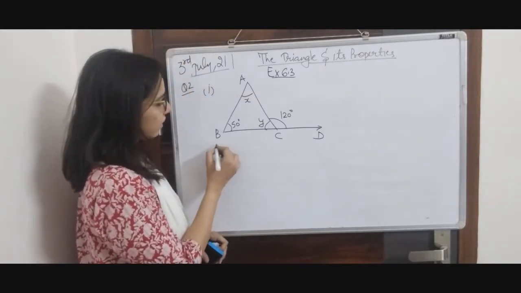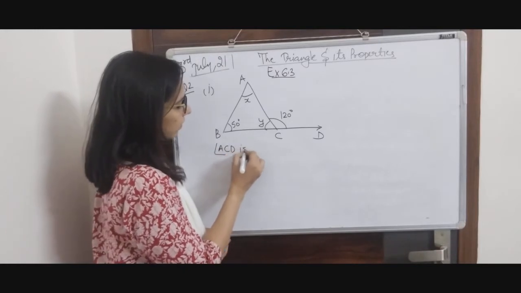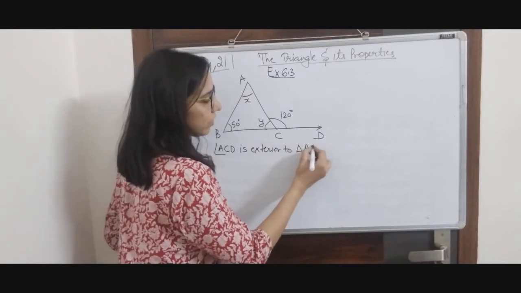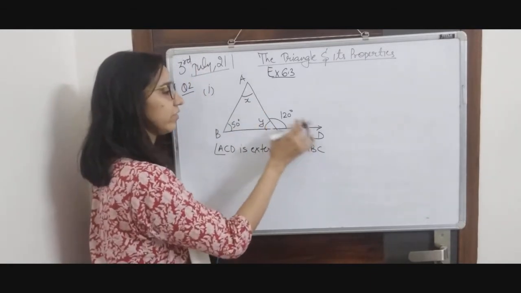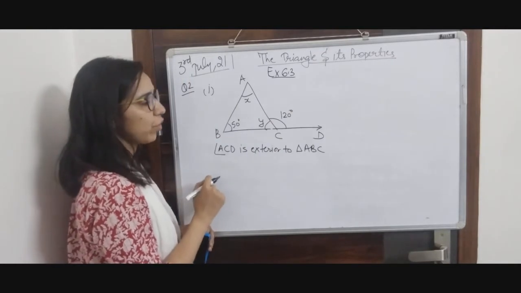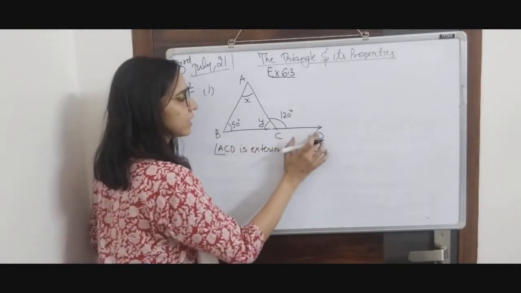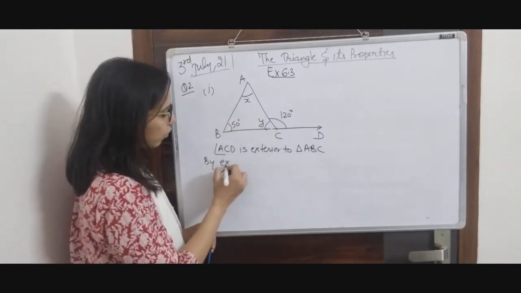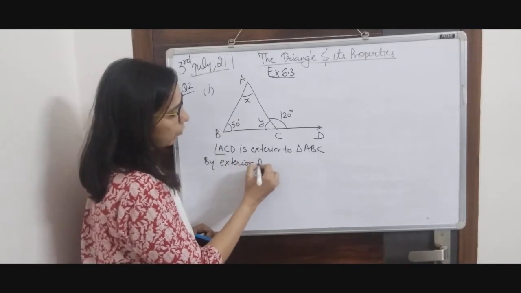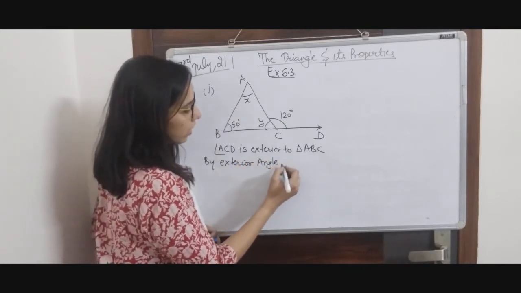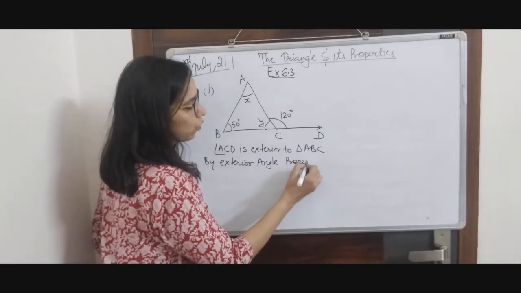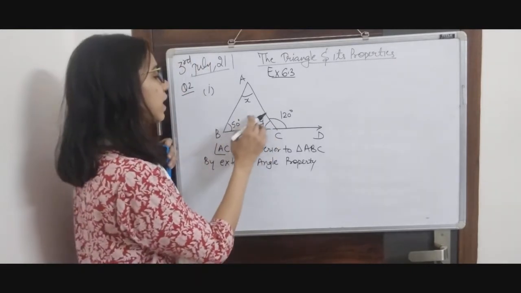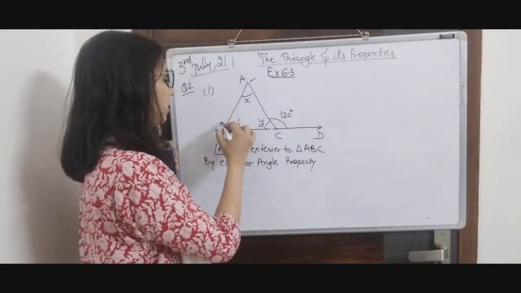So angle ACD is exterior to triangle ABC. That is correct, right? ACD is exterior to this triangle because it is formed by extending this side and it is formed with another side. So now by exterior angle property says that the exterior angle of a triangle is equal to sum of two interior opposite angles. So interior angles at opposite also are going to be this and this.